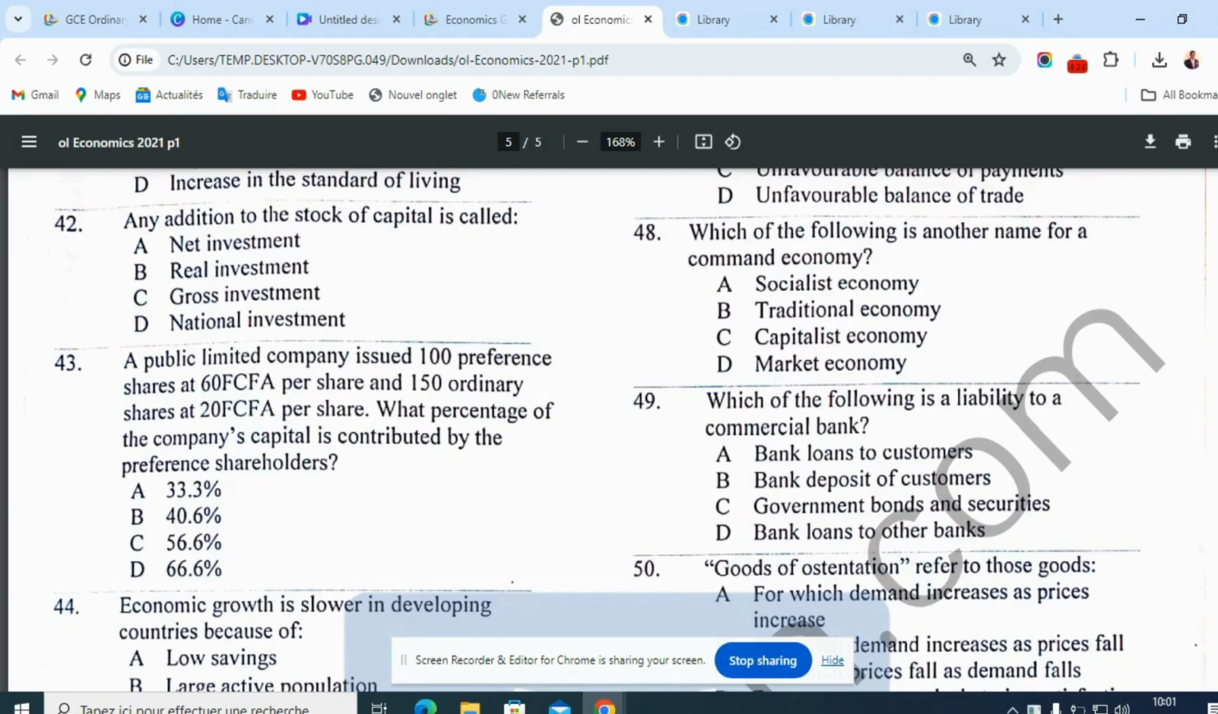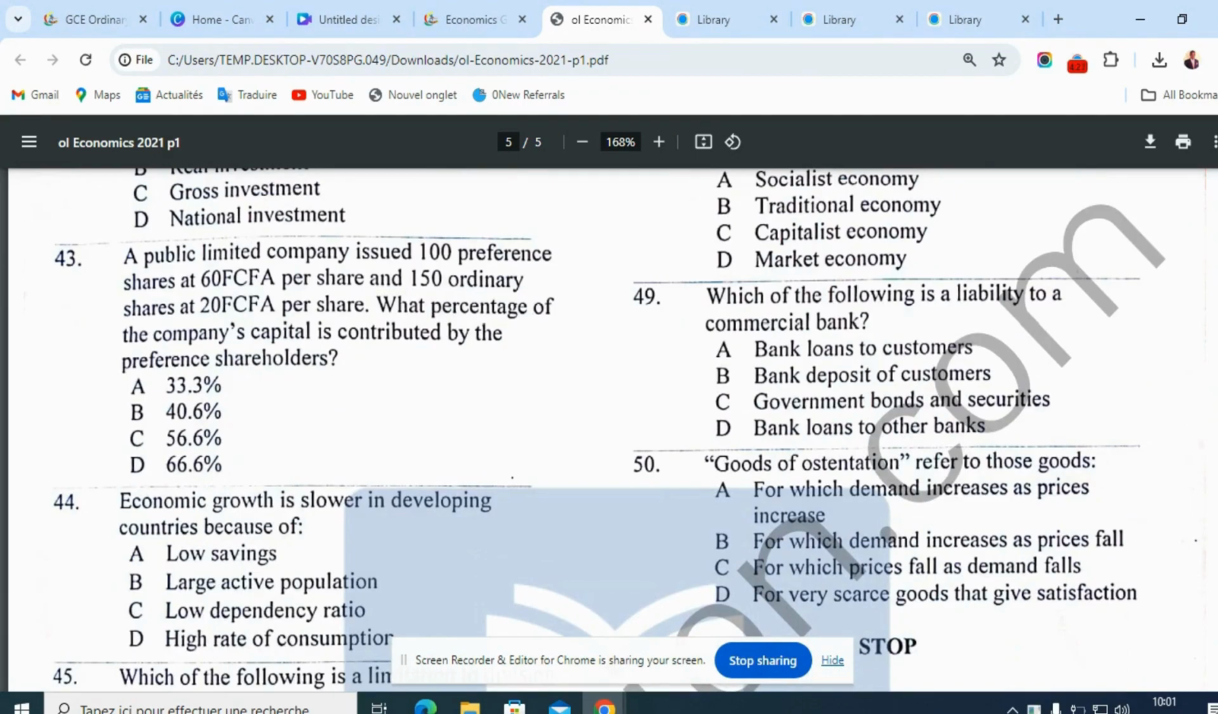Now let's go to the last question in this paper one. Goods of ostentation refer to those goods. So what is goods of ostentation? For which demand increases and price increases, for which demand increases and price falls, for which prices fall as demand increases, for very scarce goods that give satisfaction. The correct answer is A, for which demand increases as prices increase. So goods of ostentation are goods that people go for when the price has increased. They like expensive products, they don't like to buy the cheap ones. So that is the answer for this.